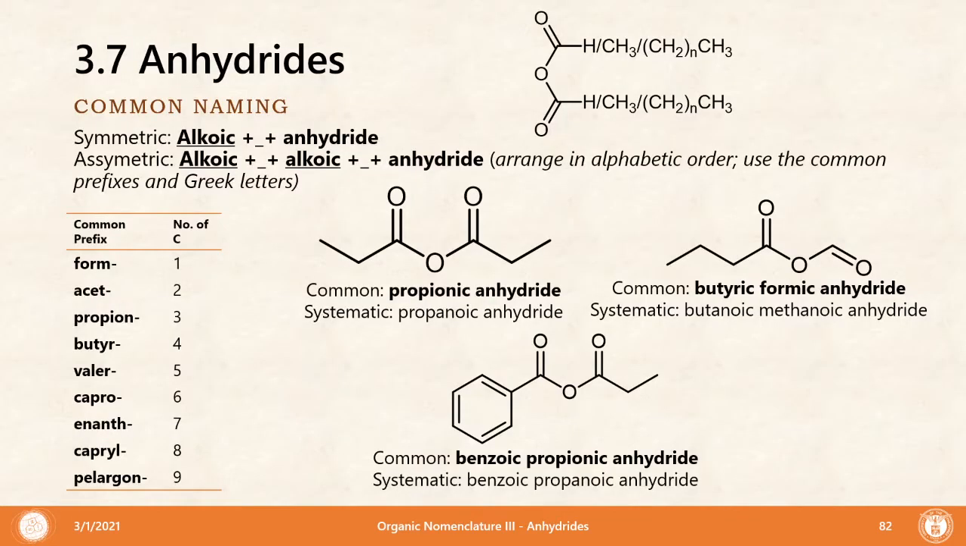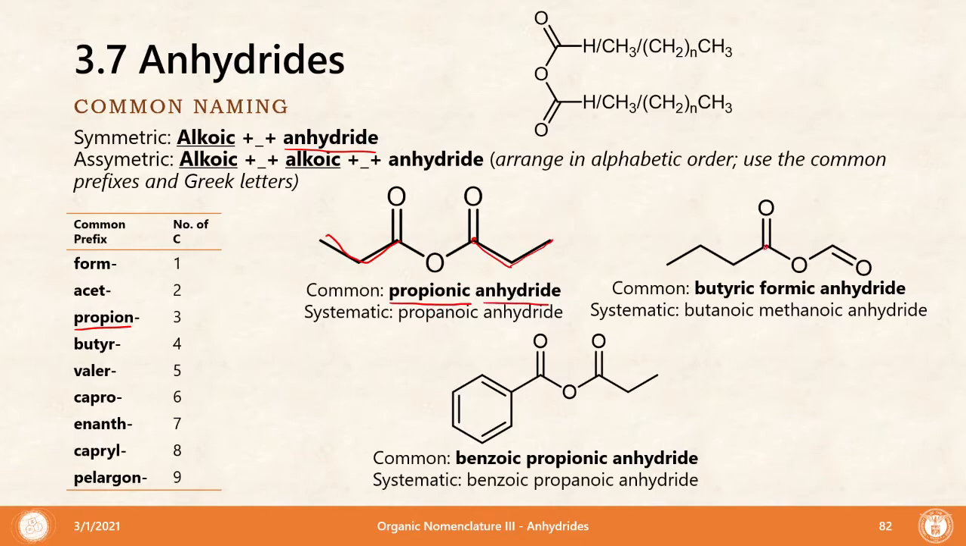Being terminal functional groups, we can also apply the same common naming schemes as aldehydes, and we just use the word anhydride in the end. So there are spaces in between the words. So we only use the common prefixes in this case. For example, we have a 3-carbon anhydride, and it's symmetric, 1, 2, and 3. Then we use propionic anhydride for this symmetric anhydride.